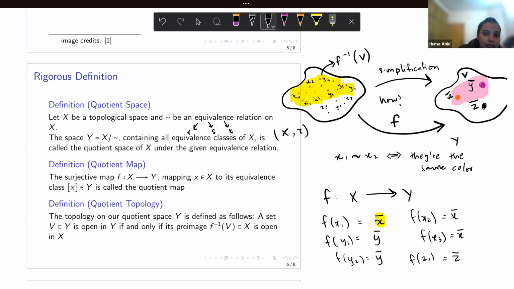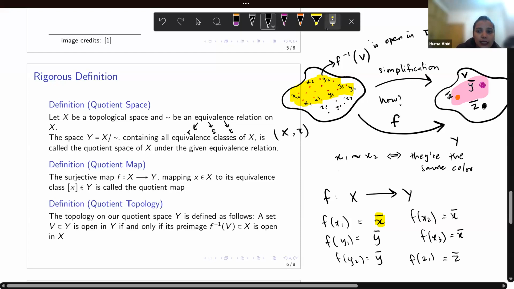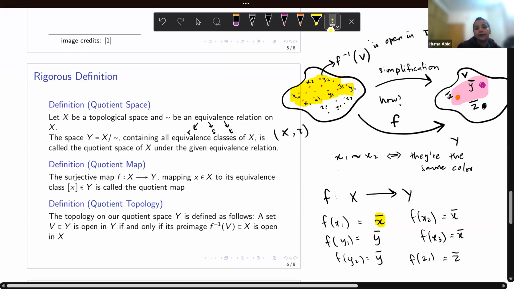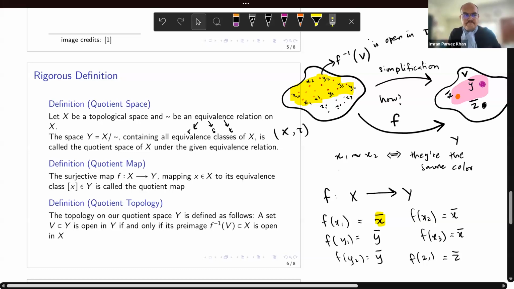And we say if the pre-image of V is open in your topology on X, then and only then V can be said to be open in your topology on Y. Right? This is how you define it. So the definition of the quotient topology depends entirely on the pre-images under your quotient map. Is that clear? Yes, it's very much clear. Okay, good.